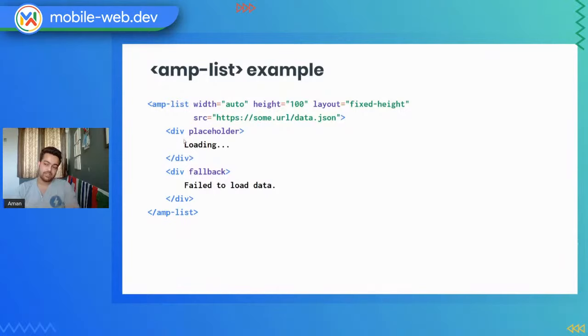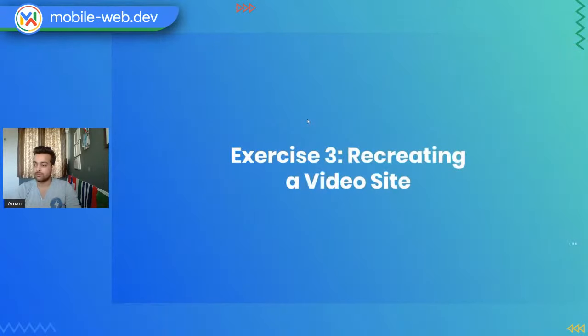So AMP automatically, when you include amp-list and then you have two divs, which say anything like placeholder and fallback, AMP automatically recognizes that this is a placeholder for the time being until the data arrives. And then you have fallback, which automatically displays this data if the data returns an error or there is no complete data available from that endpoint.